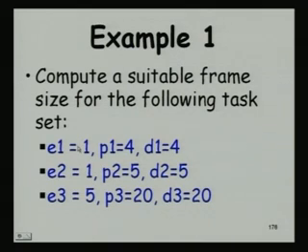So, we just need to check the utilization for each of these tasks. 1 by 4 is 0.25, the first one, the second one is 0.2, isn't it, and the third one is how much? 0.25. So, 0.25 plus 0.25 plus 0.2, 0.7. So, less than 1, and this is schedulable in EDF.